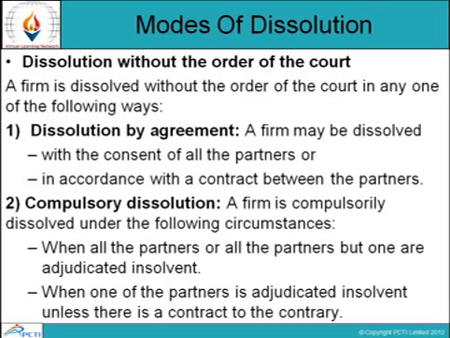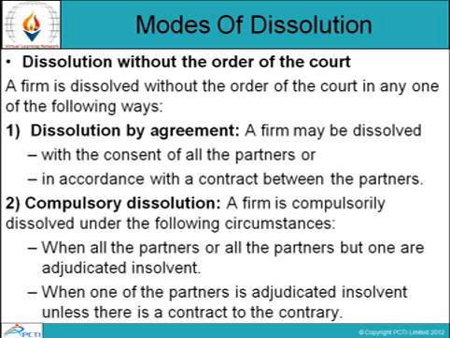Modes of dissolution: dissolution without the order of the courts. A firm is dissolved without the order of the court in any one of the following ways or reasons. Number 1, dissolution by agreement. अनुबंध के अनुसार dissolution होना. A firm may be dissolved with the consent of all the partners. नंबर 2, इन अकॉर्डेंस विद ए कॉन्ट्रैक्ट बिटवीन द पार्टनर्स, या तो सभी पार्टनर्स की सहमति से या इस तरह का कॉन्ट्रैक्ट किया गया है कि पार्टनरशिप डिसॉल्यूशन हो जाएगी तो आप पार्टनरशिप को डिसॉल्व कर सकते हैं.